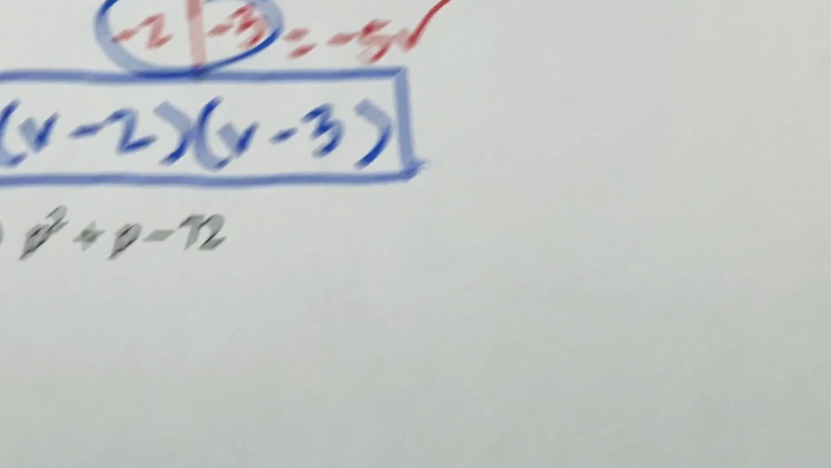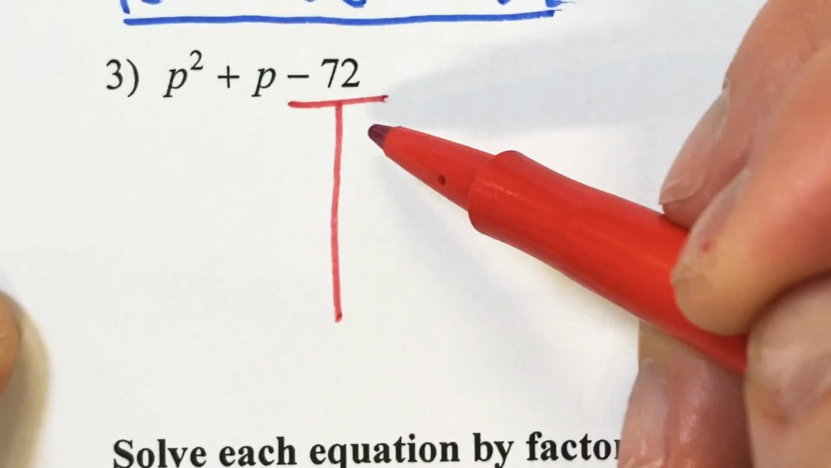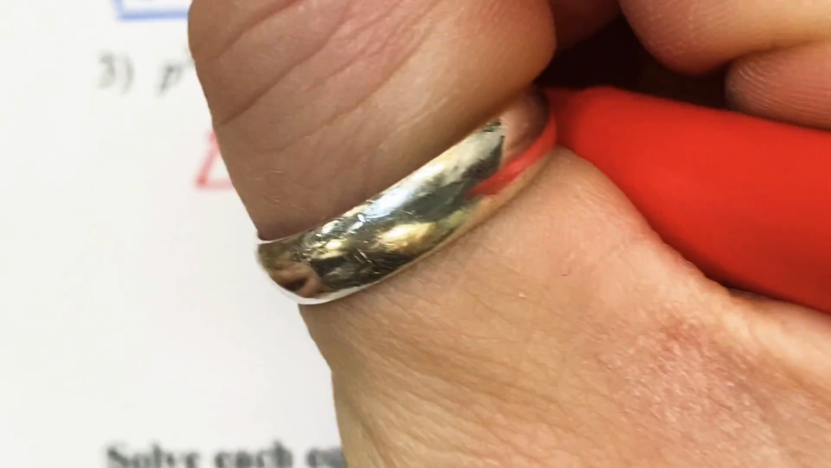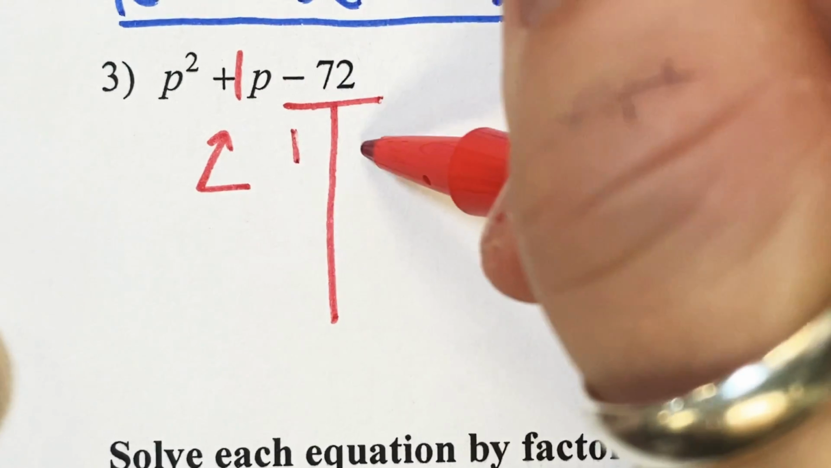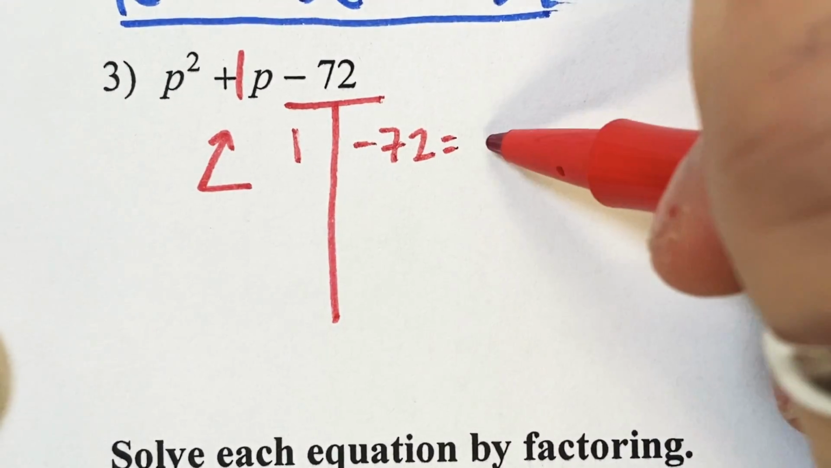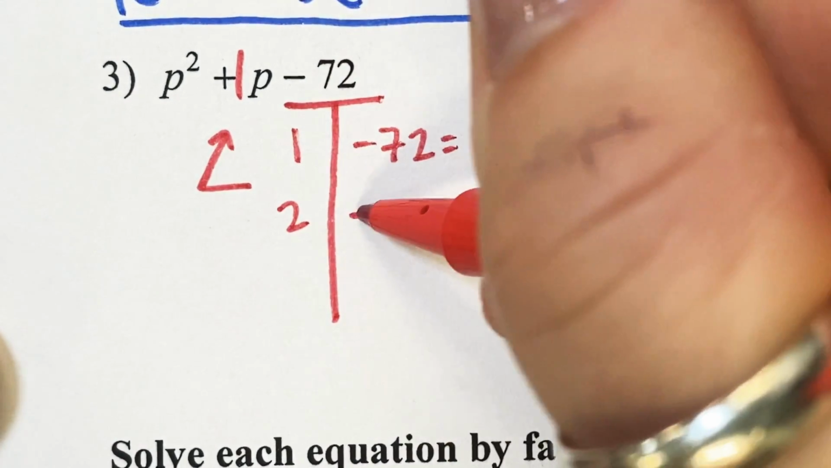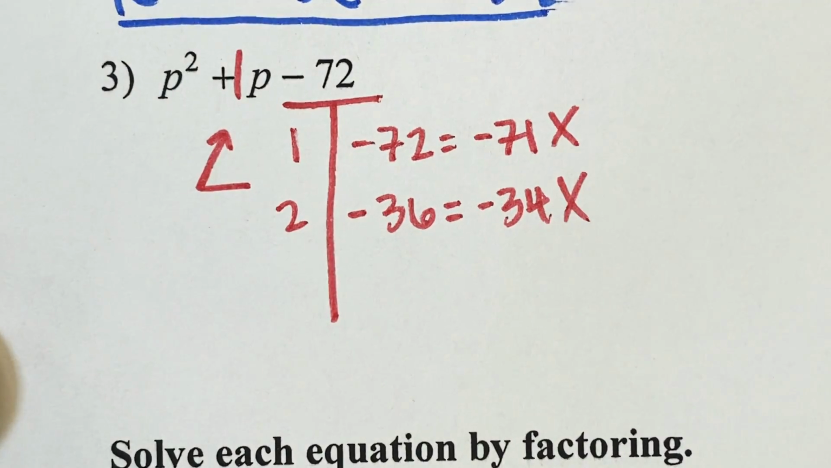Beautiful. Okay, let's look at number 3. So we need to look at negative 72 first. So we need two numbers that are going to multiply to give me a negative 72, but add to give me that positive 1. Well, we know to get a negative 72, one has to be positive and one has to be negative. That's going to give me negative 71, so that's definitely not close. 2 and negative 36 is going to give me negative 34, not close.